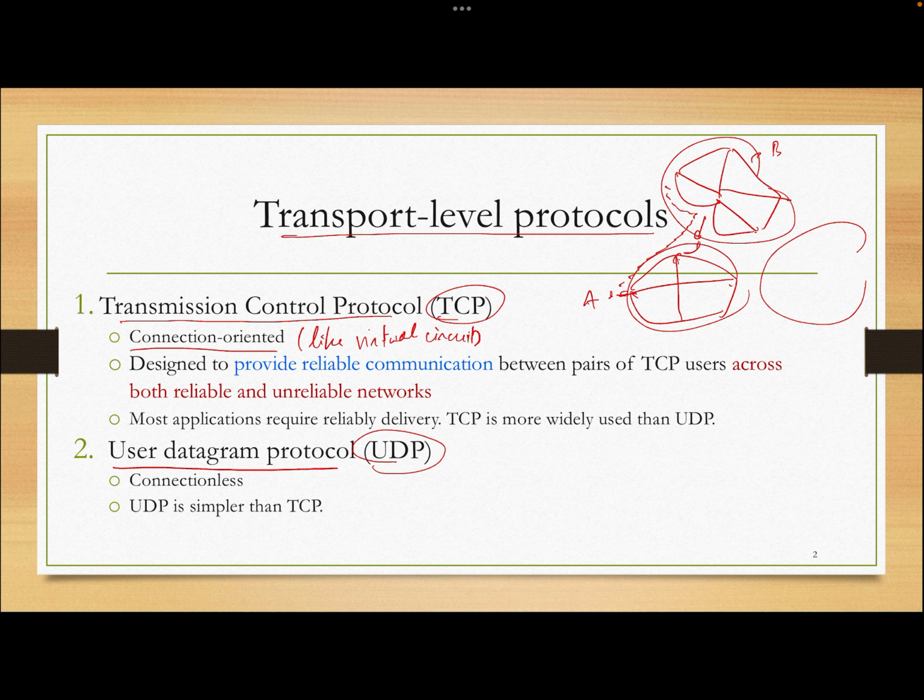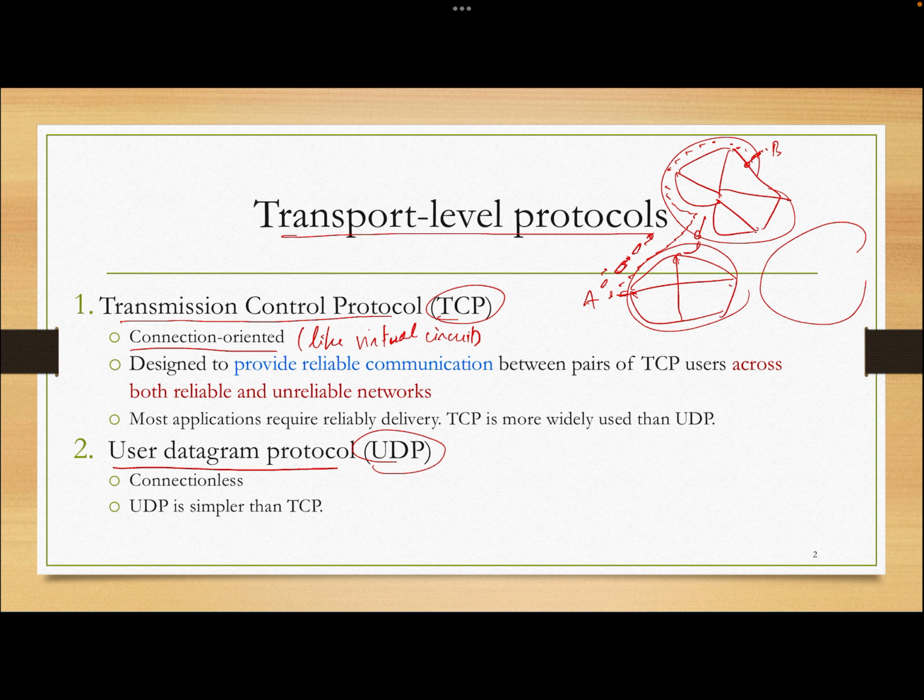Suppose it goes this way, and then to B, right? So the first packet comes, the second packet comes, the third packet comes along the same route that you set up. So this is connection oriented. It is similar to the virtual circuit switching idea that we have talked about before, but this is again across many networks.